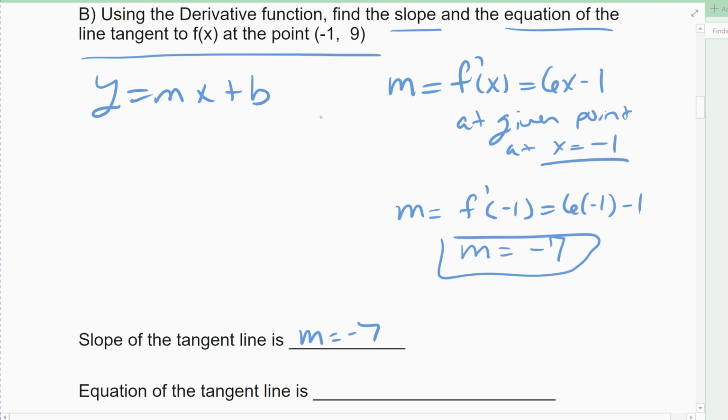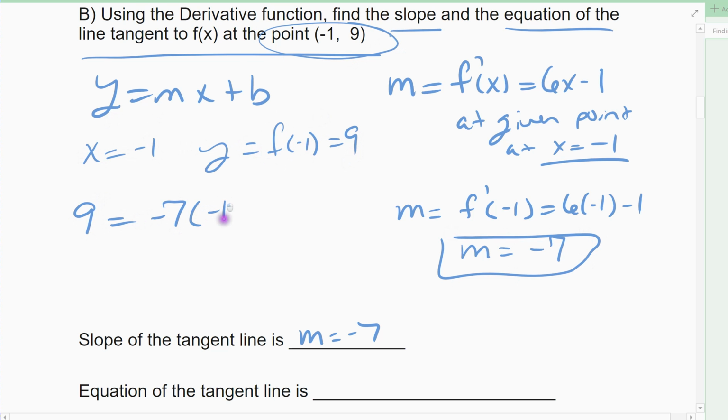Now I need the equation. Well, that's where I'm going to use this point. All right, I have an x value of -1, a y value of 9. Right, that's the function value. f of -1 equals 9. Plug those in. So 9 is the y value. Slope was -7. x was -1. And solve for b. Oops, I don't know why I changed that to 8. Should have been 7. So it should be -7 times -1 is +7. And so when I subtract 7 from both sides, it should come out to b of 2.